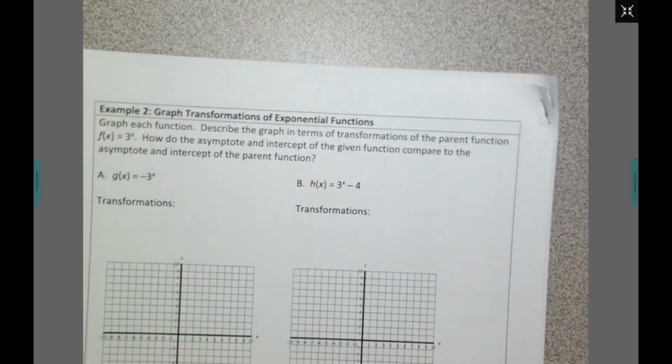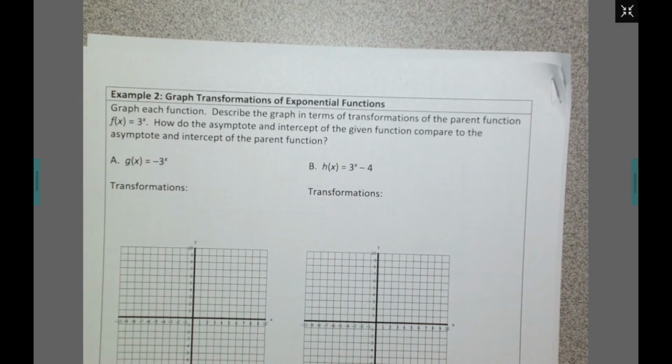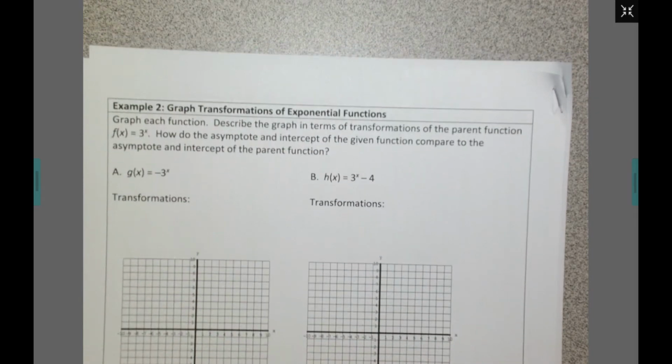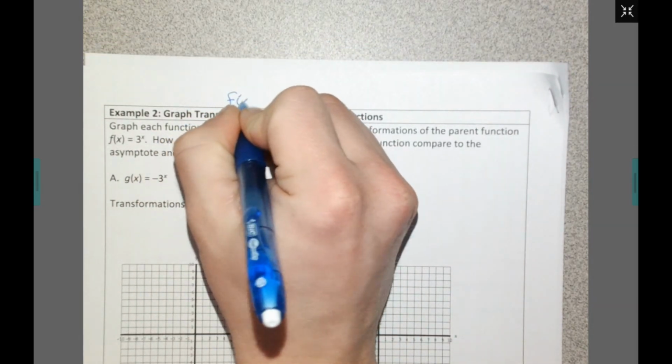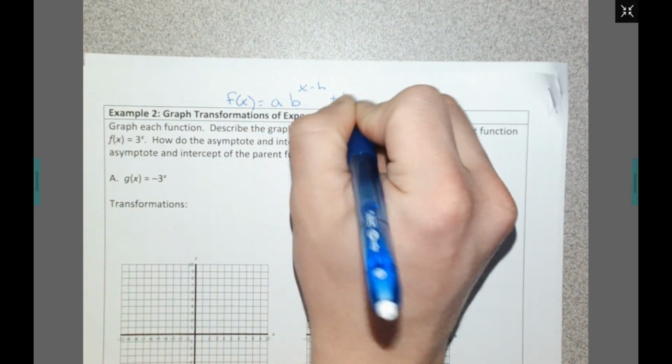Example 2, we start talking about shifts that are going on. So for these shifts, you have your translations left, right, up, down. We could also have reflections or stretches. It's going to follow the same exact rules that we've been using all year. So out front, if you have a negative sign, it's going to tell us that we are reflecting over the x-axis. And actually, let's go ahead and write our general form. So our general form is going to be f of x equals a times b to the x minus h, plus k.